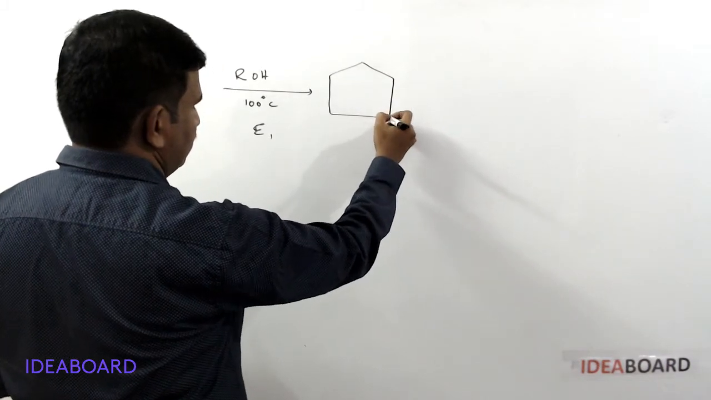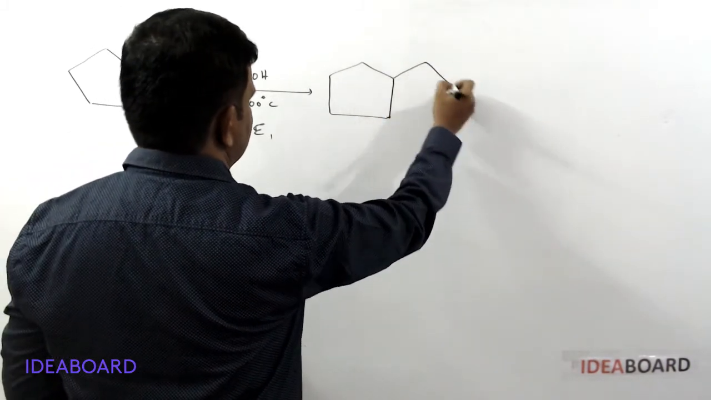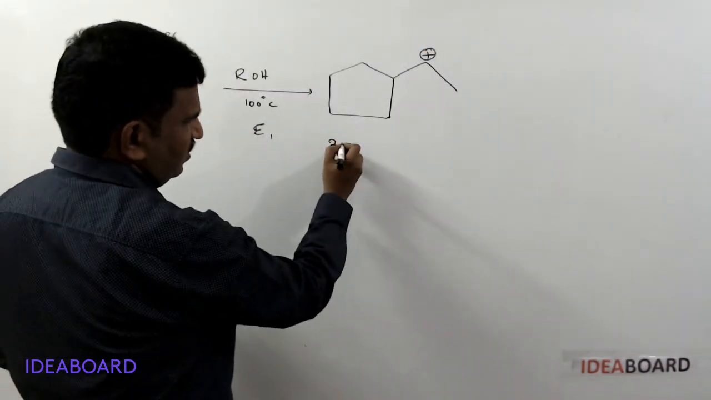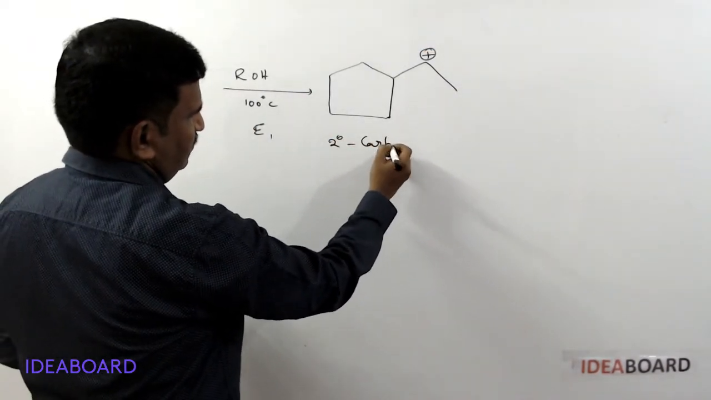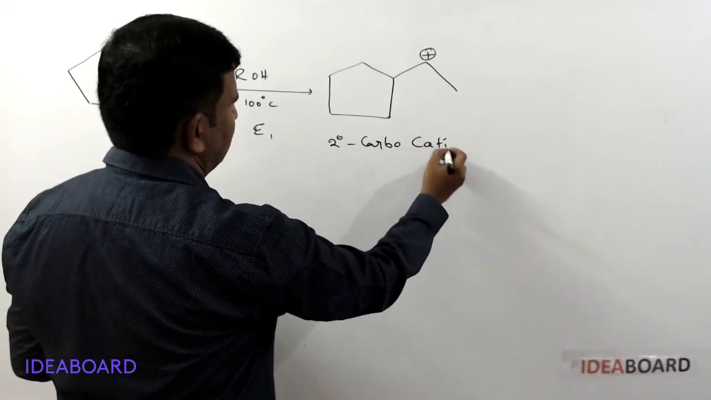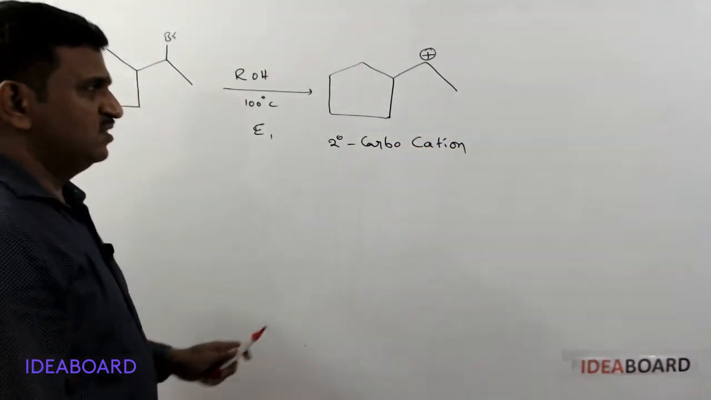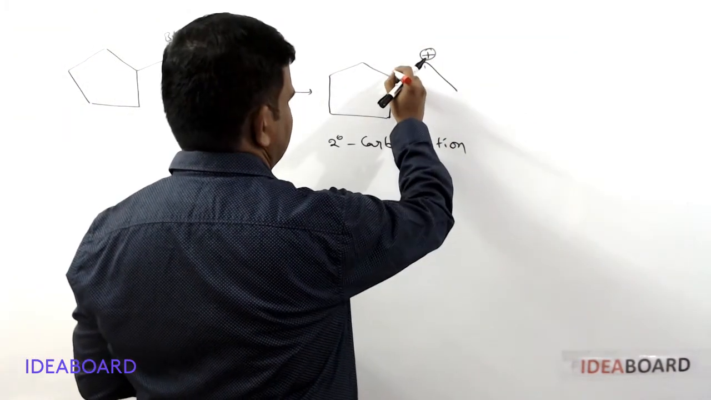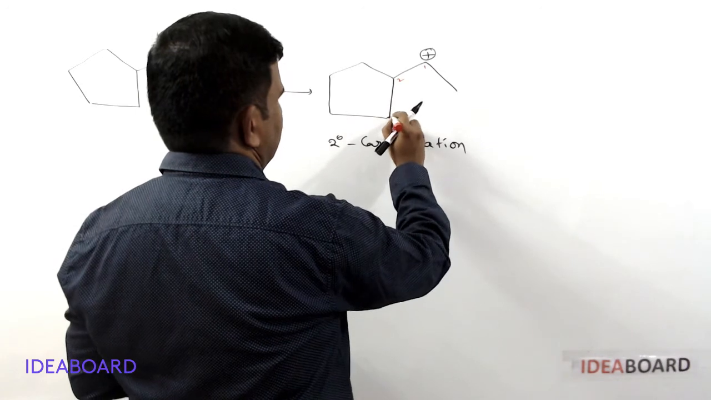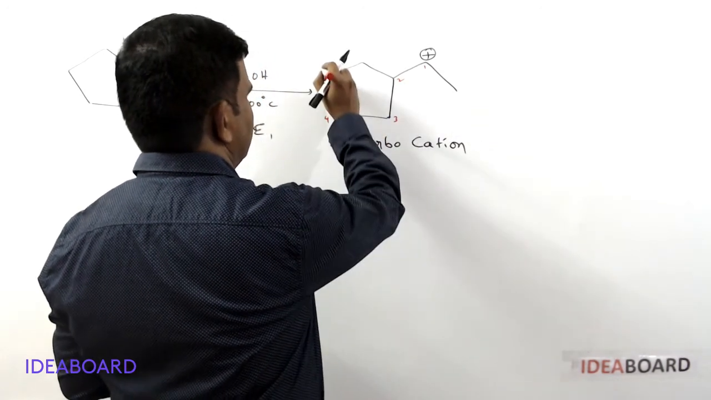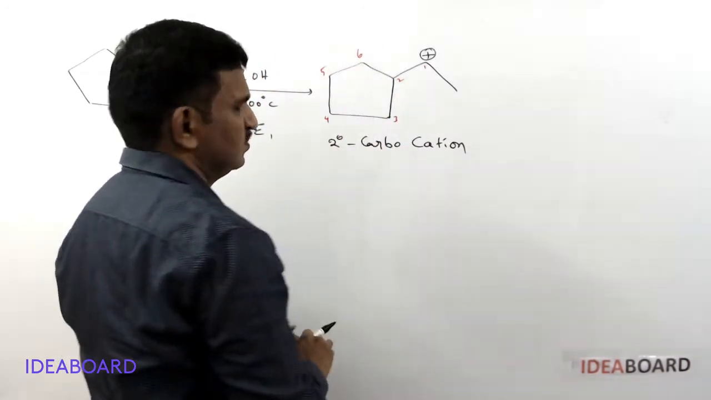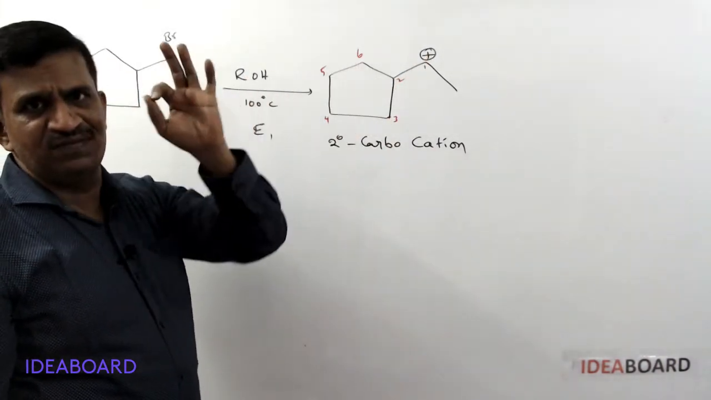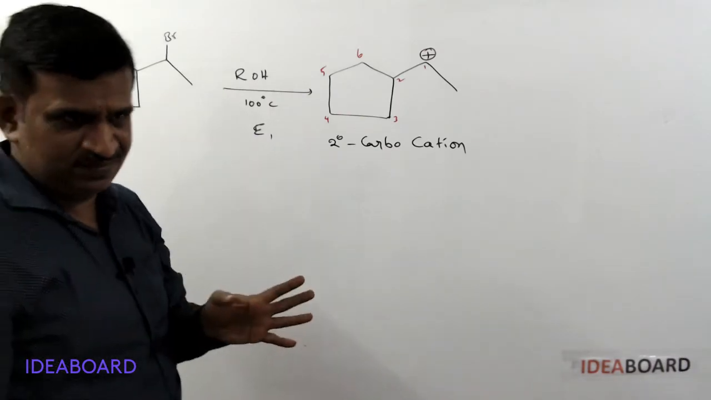First step. In the first step, what happens? Carbocation formation occurs. Here, this is the carbocation formed. What type of carbocation is this? Yes, this is a secondary carbocation. For this secondary carbocation, please write the numbering 1, 2, 3, 4, 5, 6. From the positively charged carbon, you start numbering. This is only for our understanding purpose.